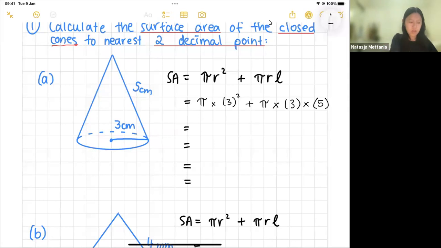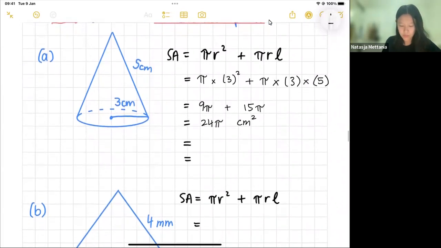Now, let's work this out. 3 squared equals 9 pi. Keep the pi there, we'll talk about that in just a second. 3 times 5 equals 15 pi. The pis are exactly the same, so think of it as collecting like terms, and this will be 24 pi centimeters squared. Again, centimeters squared because it's surface area, not volume. That's not what we're trying to find at the moment.